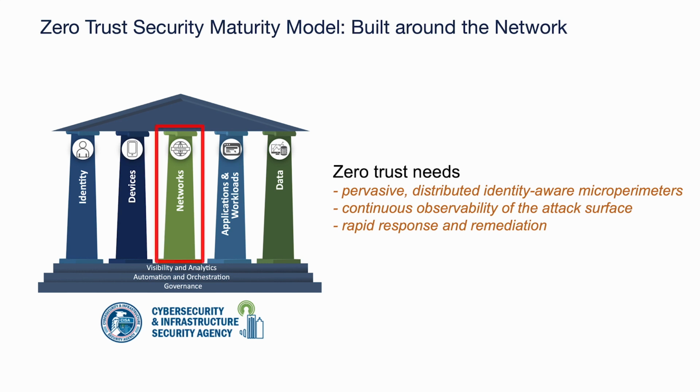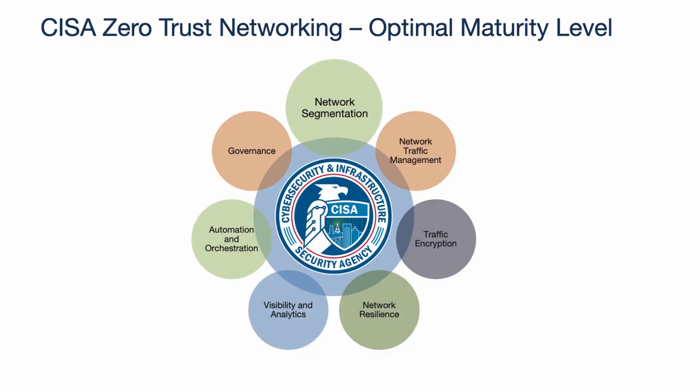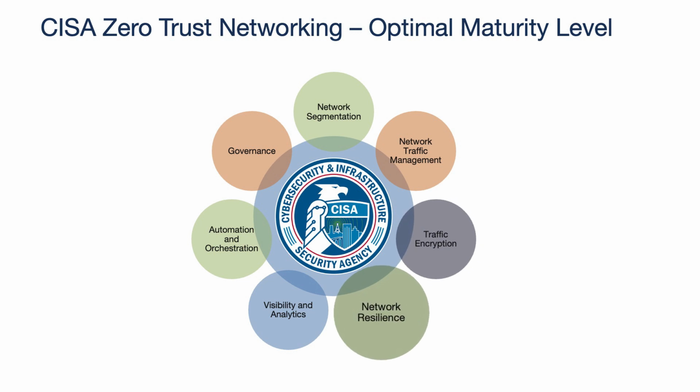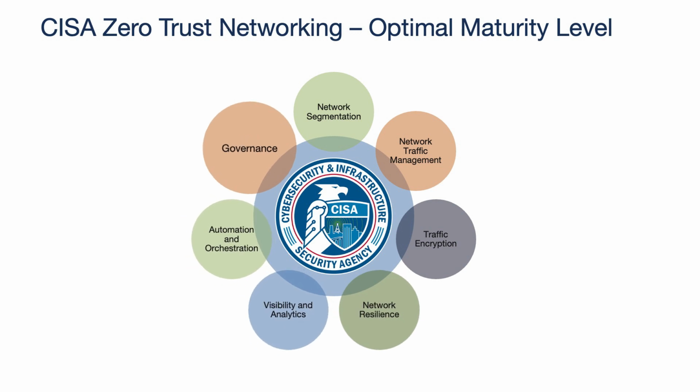We believe that the network is the foundation and the center of this approach. CISA breaks down their zero trust networking guidelines into 7 key areas, starting from network segmentation, network traffic management, traffic encryption for protecting data on the wire, network resilience so that your network is robust and doesn't go down, and then visibility and analytics, automation and orchestration, and finally governance.